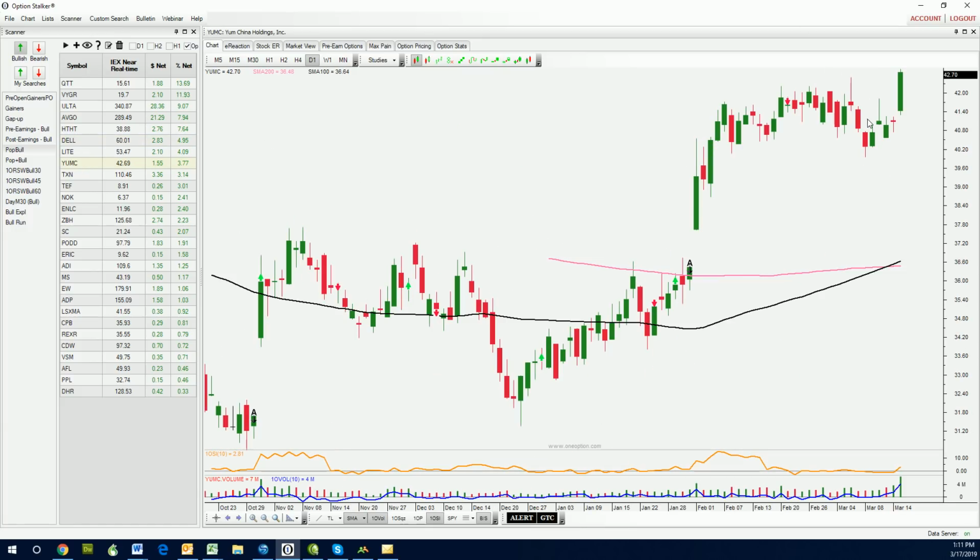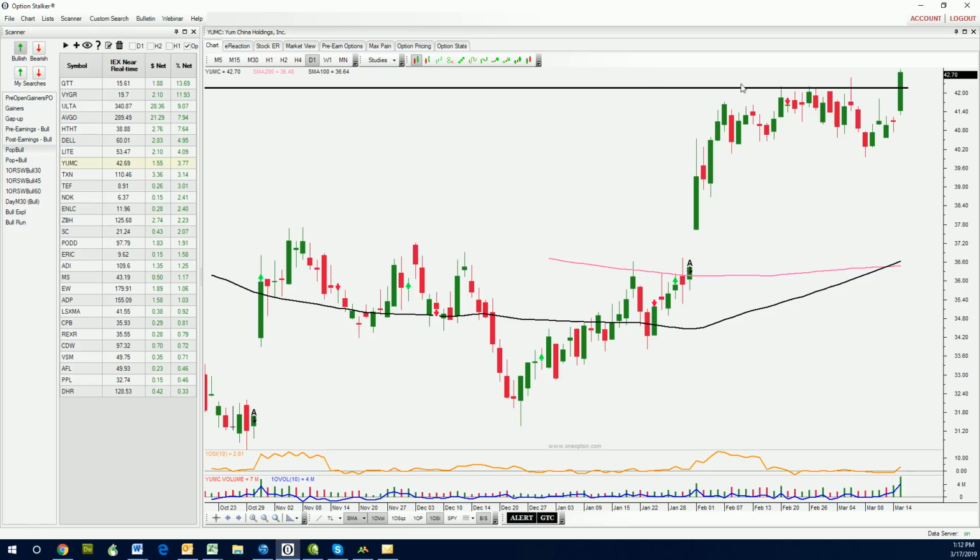YUMC, love this. This is a beautiful horizontal resistance level. It did not gap higher on earnings. It just gapped higher because of buying interest in the underlying stock. So there, I am going to put an alert right at the top of this resistance level and hope that the stock pulls back for me. If the stock does pull back for me, my stop is going to be the opening of this long green bar, which is around the 41.40 level.